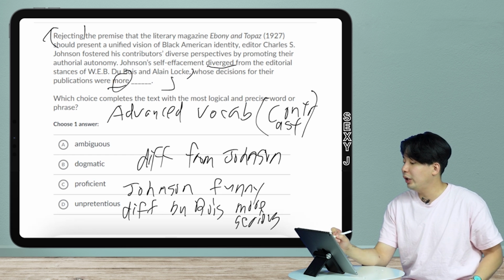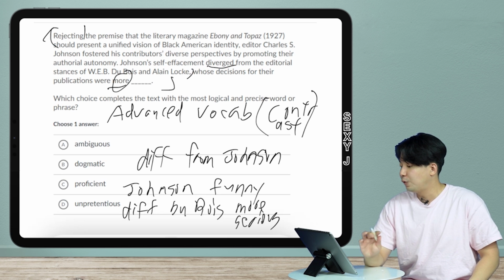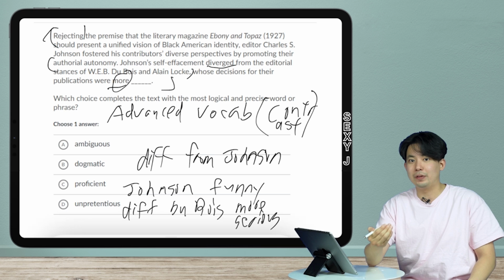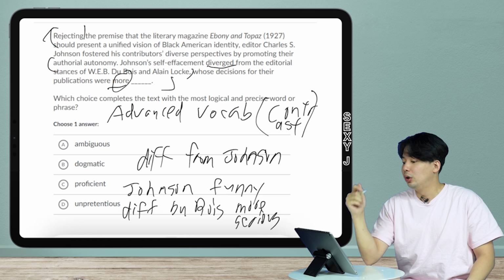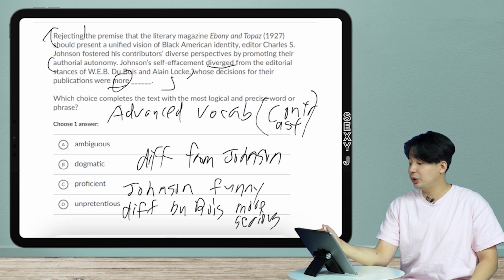So what is Johnson like according to the text? Johnson fostered his contributors' diverse perspectives by promoting their authorial autonomy. Again, look at how much more elevated the vocabulary is. We have authorial autonomy. Autonomy is one of those words we should know. Autonomy means self-ruling. Auto means self, right? So in easier words, I also want to get used to just asking, okay, what does that mean?